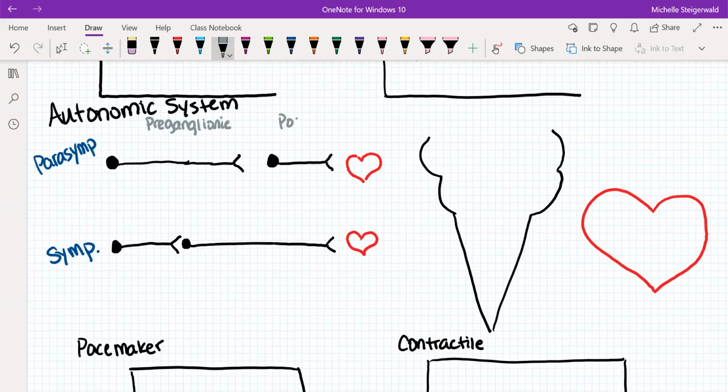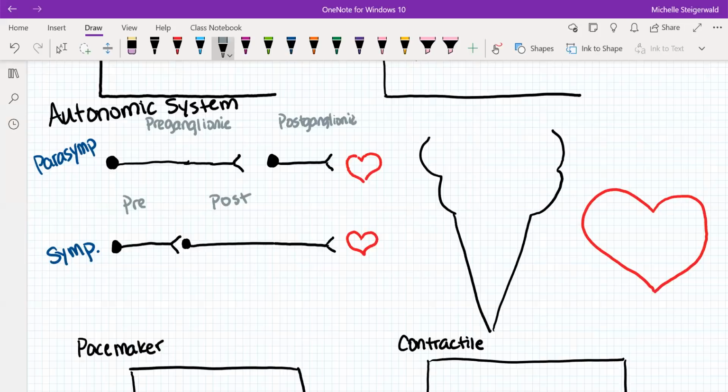and then a postganglionic. And in the parasympathetic system, you're almost always going to have these really long preganglionic neurons that are going to go almost all the way to the target, and then just a short little postganglionic, and it's the reverse for sympathetic. So this again is pre and post. This is going to have these really short pre and then long postganglionic cells.